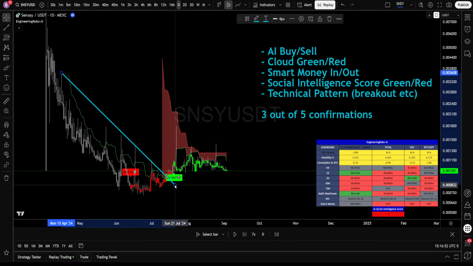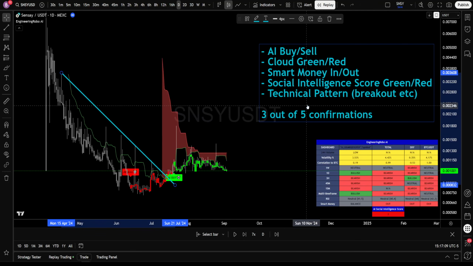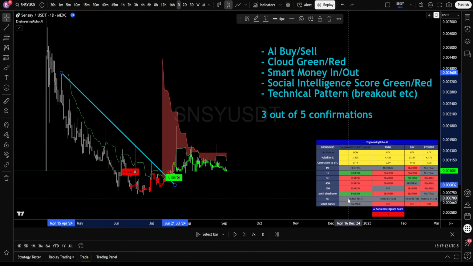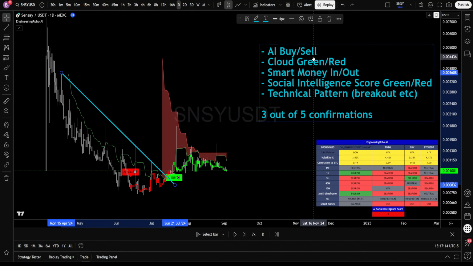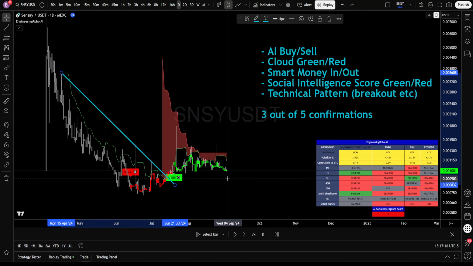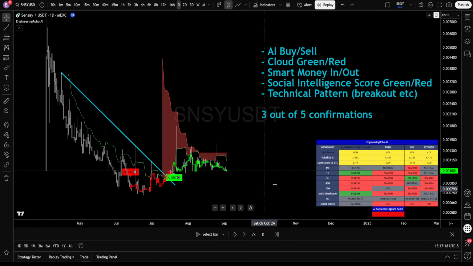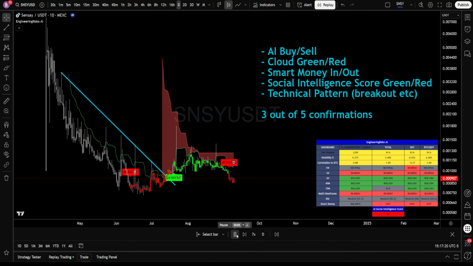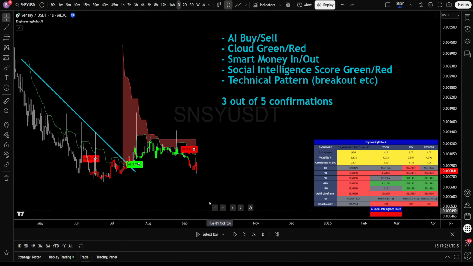I don't know where this was, such a crazy downtrend right here after it was initially launched, but this trend line's close to being right. I'm not saying it's perfect, but this was kind of a breakout there. There's a buy signal, but the social intelligence score was red. What else? Smart money is still out. They're not in, and it's below. So there's not 3 out of 5 confirmations here. There's only 2. Let's move forward here. Yeah, we got a sell signal there.